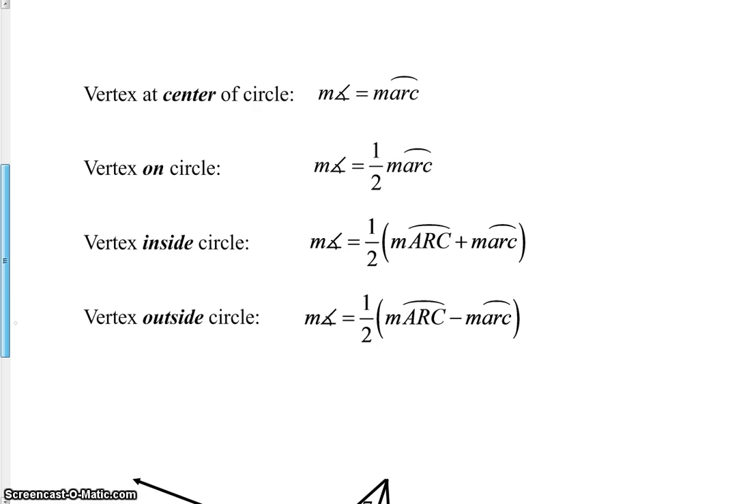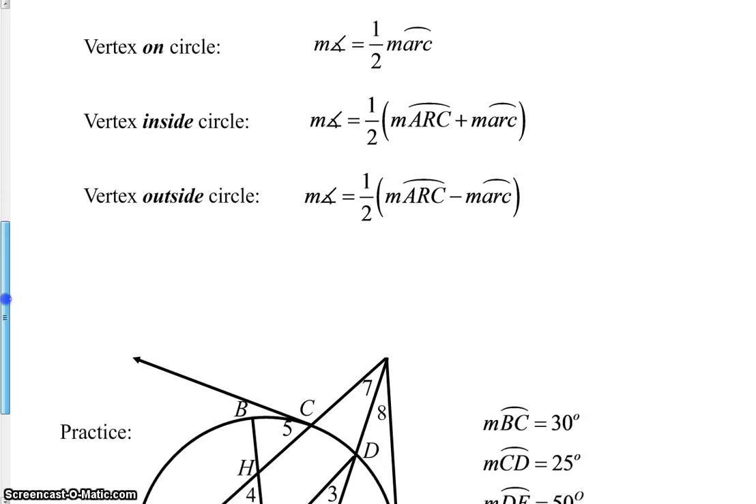The second is the vertex on the circle. In that case, the angle equals 1/2 of the arc. The third case is the vertex inside the circle, in which case you average the arcs. And the fourth case is the vertex outside the circle, in which case you subtract the arcs and take 1/2.